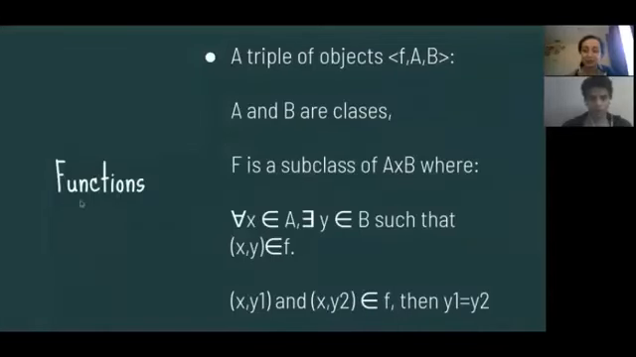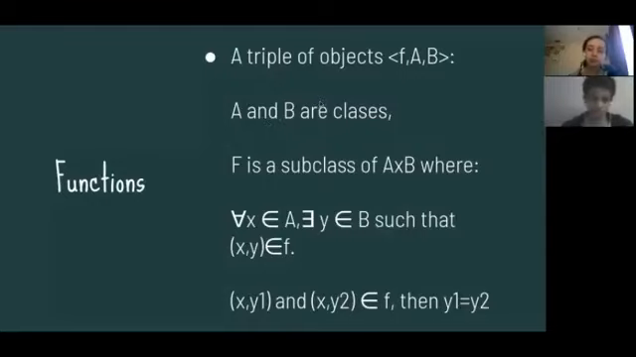Okay, so today the concept that we'll be discussing is the concept of functions, but in terms of set theory. So a function is simply a triple of objects, expressed in three objects: the function f itself, A and B, where A and B are classes, and of course whatever applies to classes applies to sets, because sets are just a type of class. And f is a subclass of A cross B.